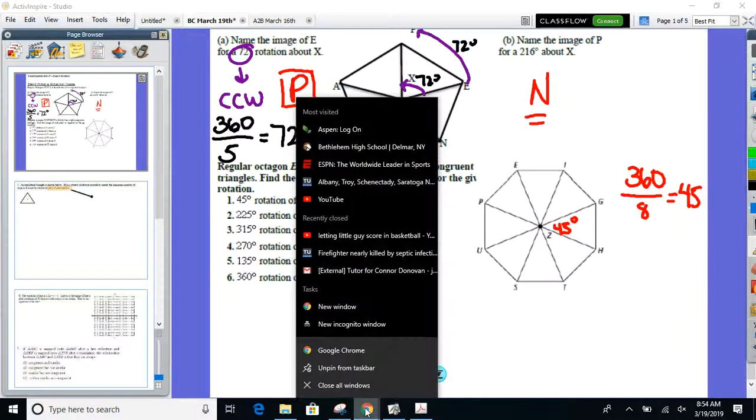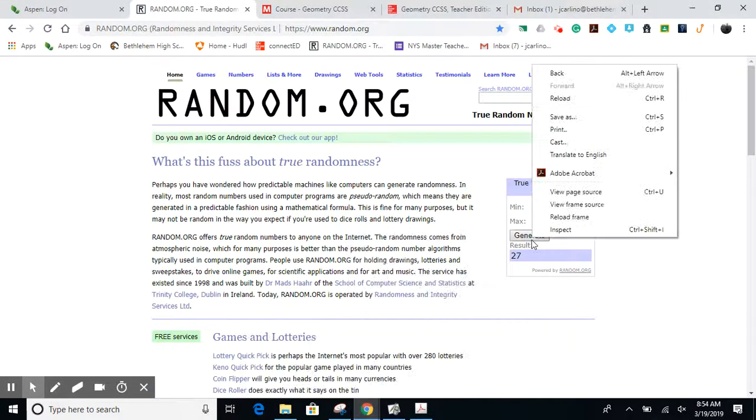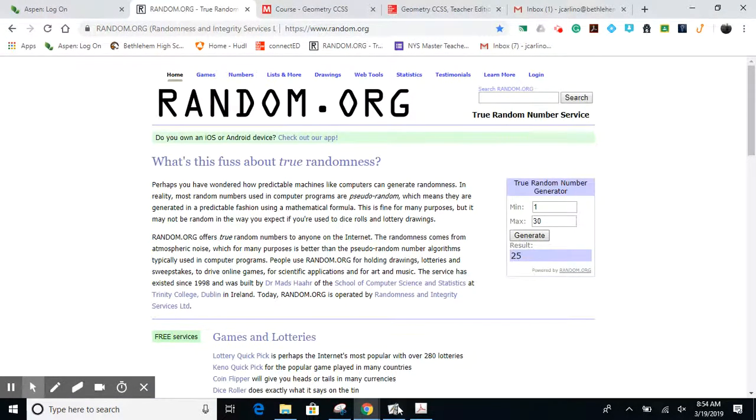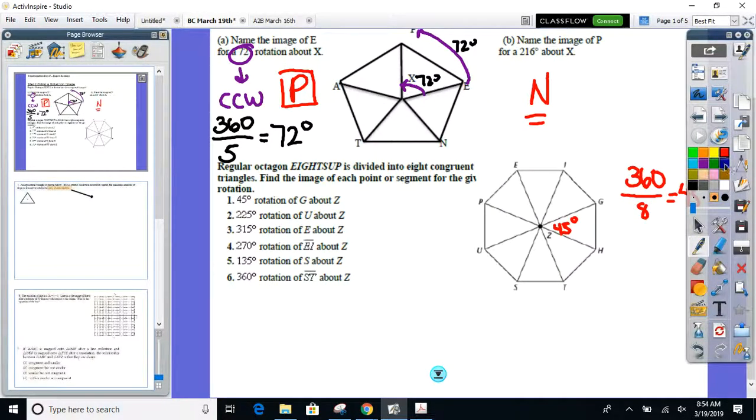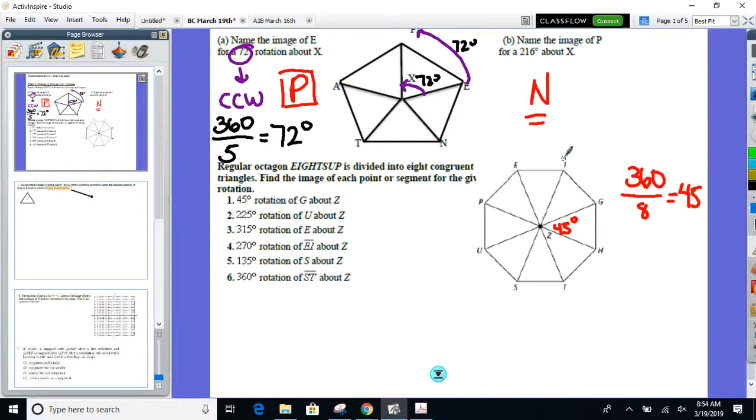I'm just going to start asking everybody here. Here we go, number 2. Where do I end up? J. Is that a J? There's no J in an octagon. How about an I? One job, Allie. Okay, 225 degrees from point U. 225 from point U.